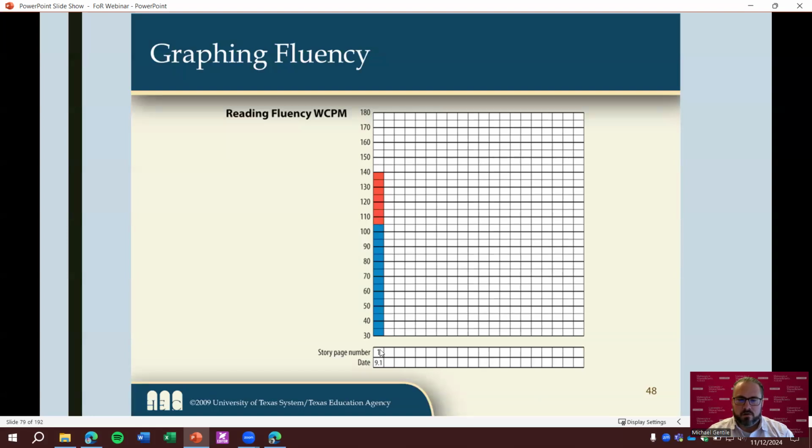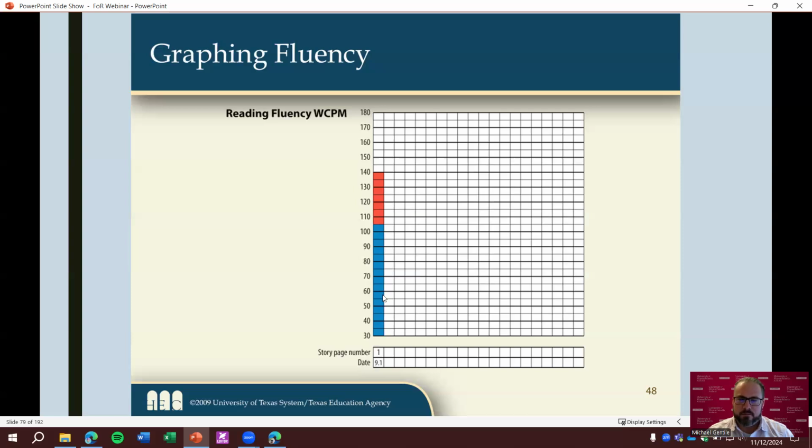When the student does the cold reading for week one, for this story, they got 105 words correct. WCPM stands for words correct per minute. And we have to count corrects because accuracy matters. We can't just let students read as quickly as they can and make a bunch of errors. What matters is how many words they read correctly per minute. So that's what WCPM stands for, words correct per minute.